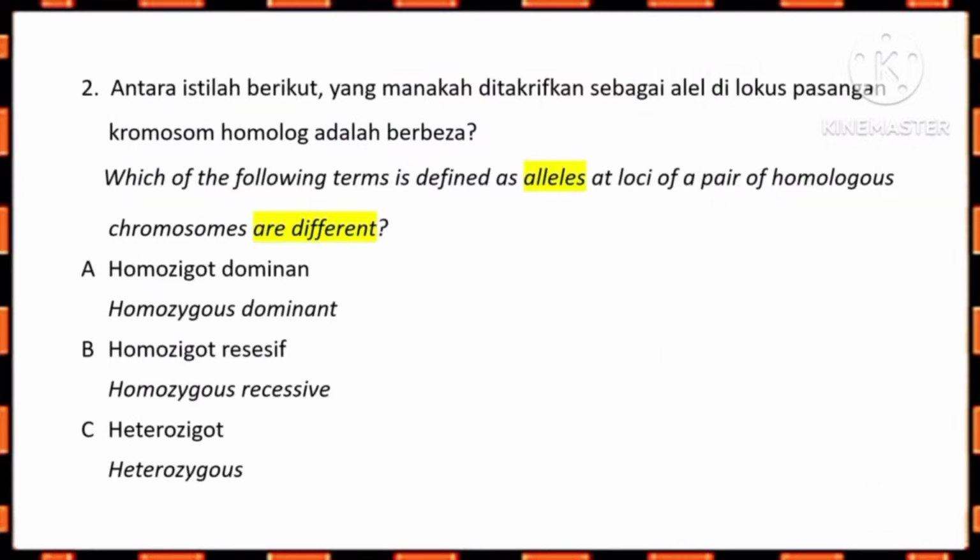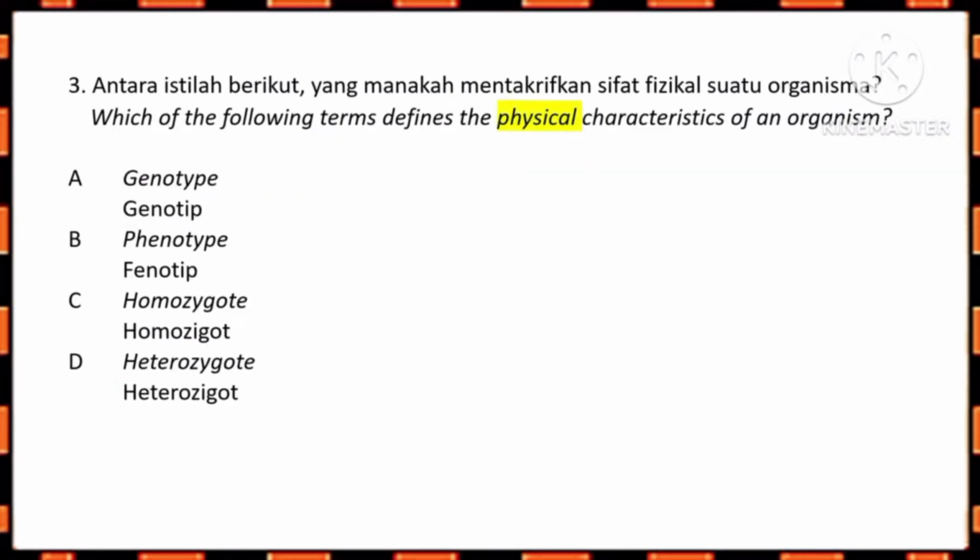Next question. Which of the following terms is defined as alleles at loci of a pair of homologous chromosomes are different? You see the keywords that I already highlighted here: alleles, but different alleles. So which one is the best answer to suit the statement? Yes, the answer is C, heterozygous. Next, number 3, which of the following terms defines the physical characteristic of an organism? Physical is highlighted here. So the answer is B, the phenotype.